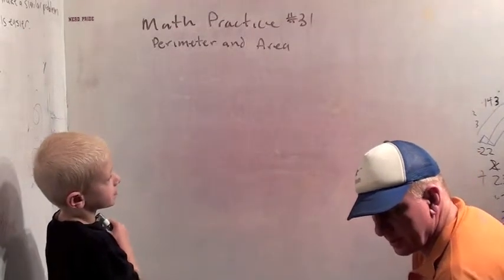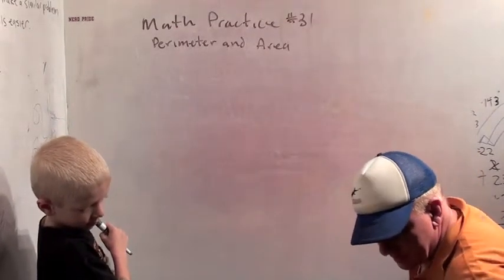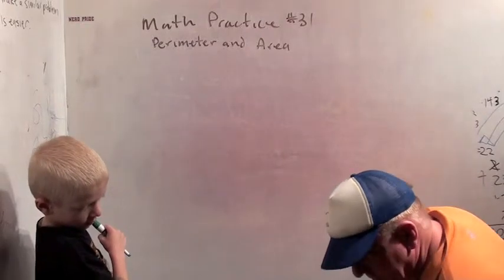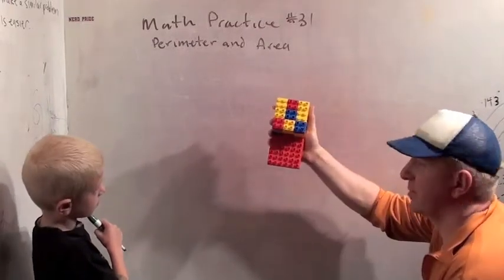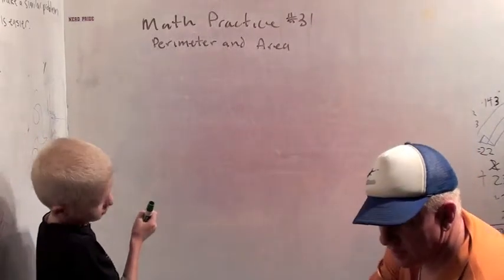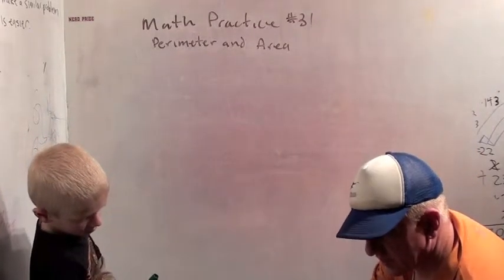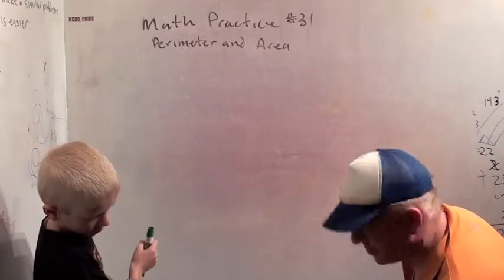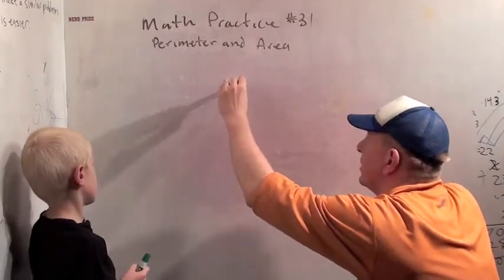Today we started a new section in Beast Academy about perimeter and area. We're going to learn a little bit about perimeter and area. And actually, we still have these Duplo blocks left over from yesterday, so they're going to help us. Remember our video yesterday about dimensions? The simplest thing to start with, the perimeter and area, is just a square.